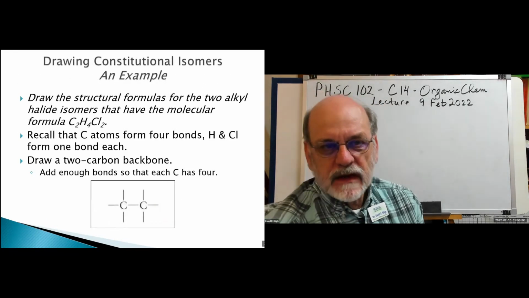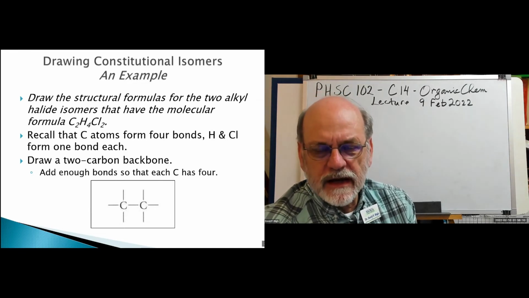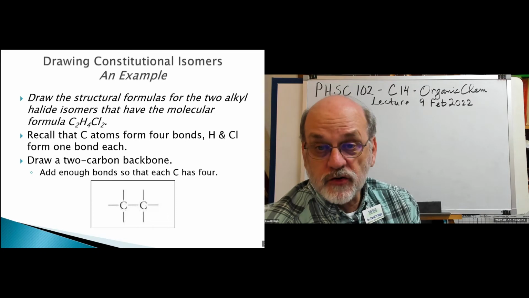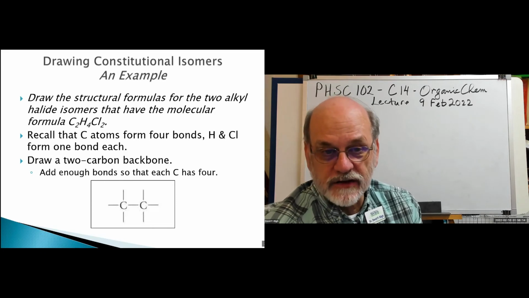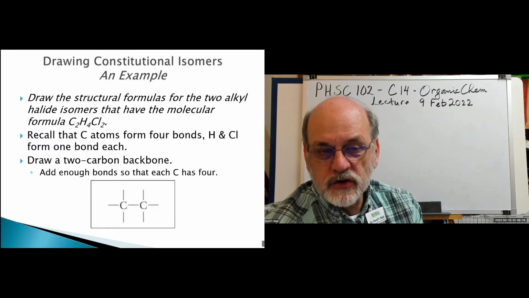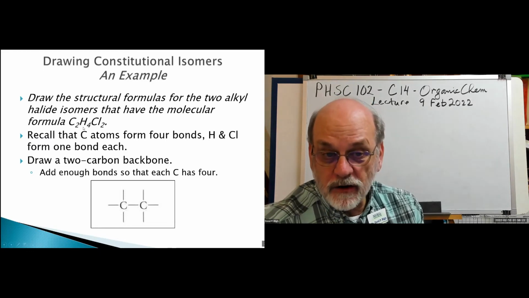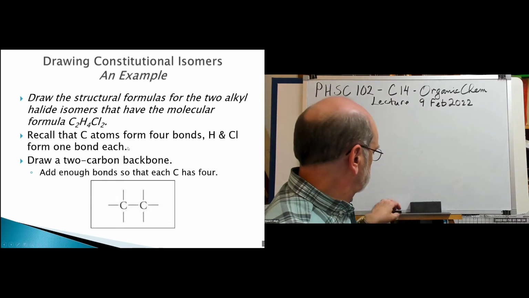Okay. So here's an example for drawing a structural isomer, constitutional isomer, for 2 alkyl halides with this molecular formula, C2H4Cl2.